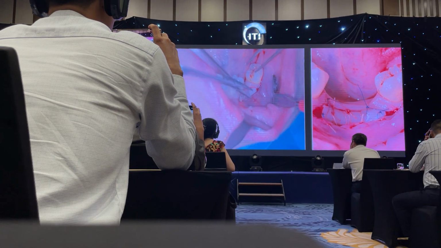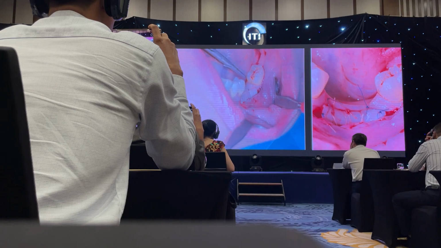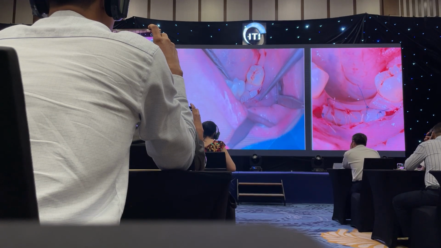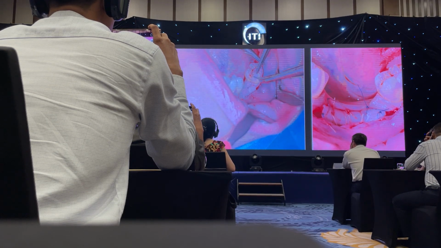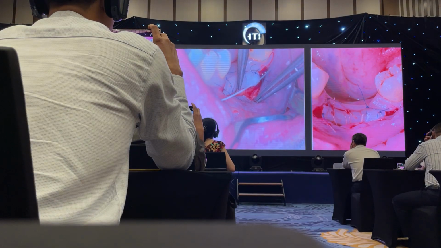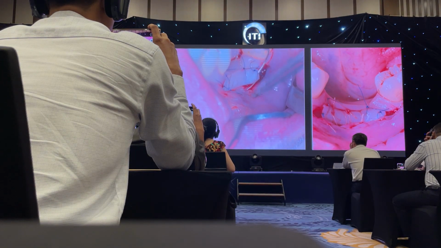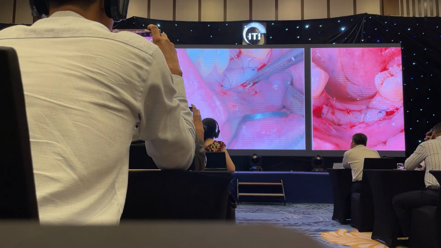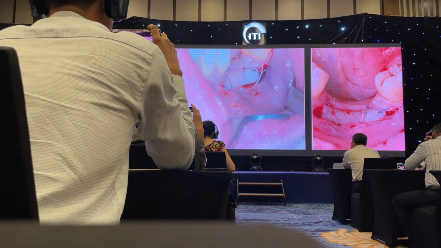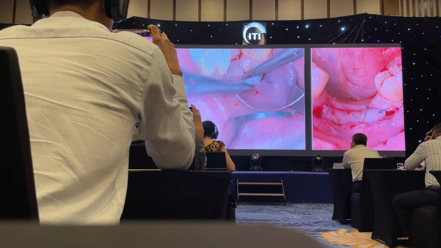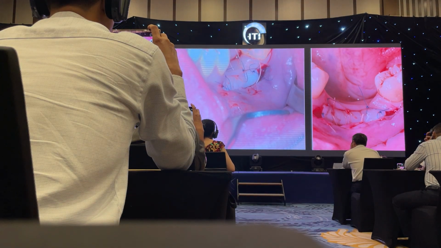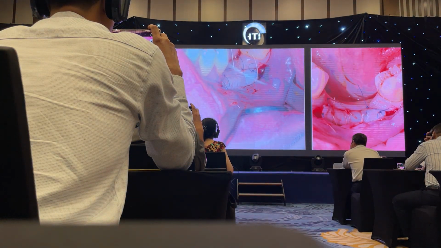I use polypropylene here when I do mucogingival surgery. Usually I like to use this type of suture. This is a monofilament that is not adhering plaque.